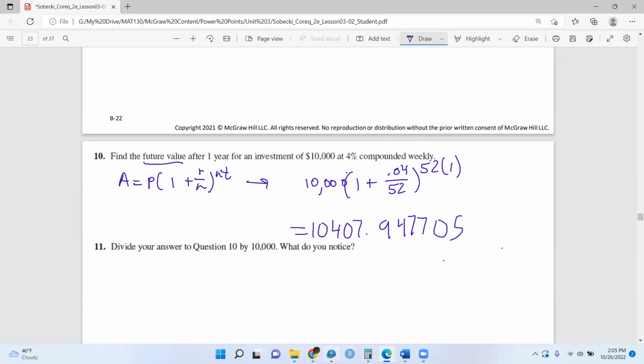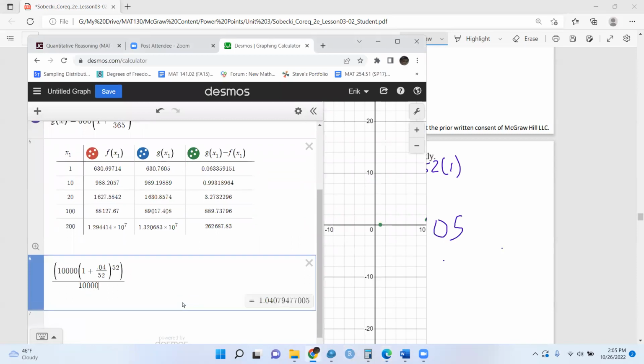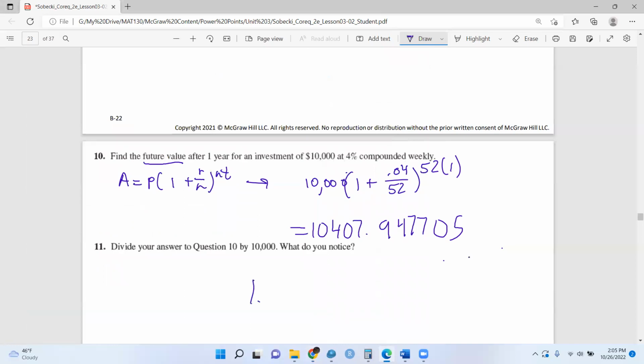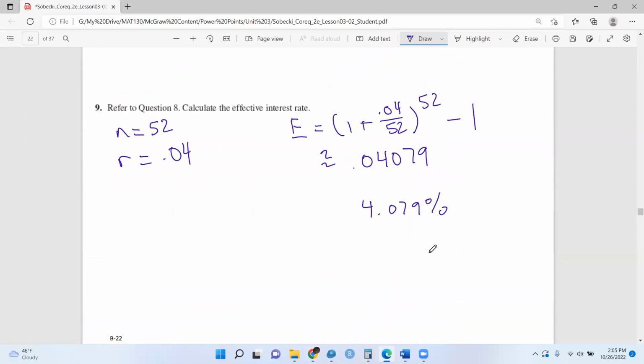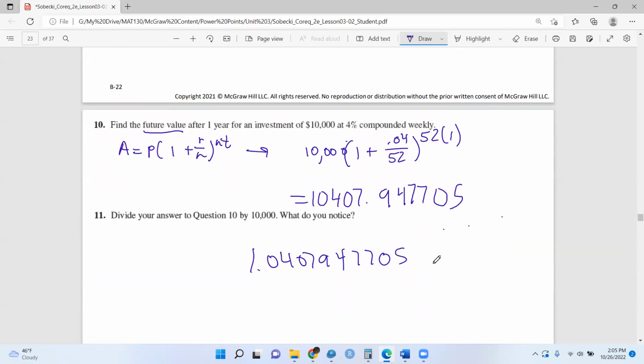What do we notice? So I'm going to go back to Desmos. I'll just put parentheses around that whole mess, divided by 10,000. Oh, wait a minute. We get 1.0407947705. Wait, what? It's the same thing, right? This is the growth factor that we learned back in Unit 2, and the growth rate is this percent when we subtract 1 from it. Isn't that beautiful?